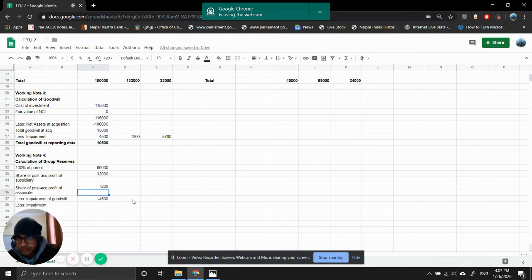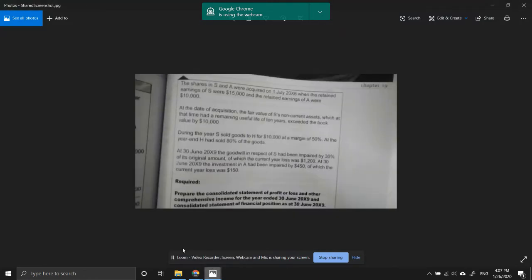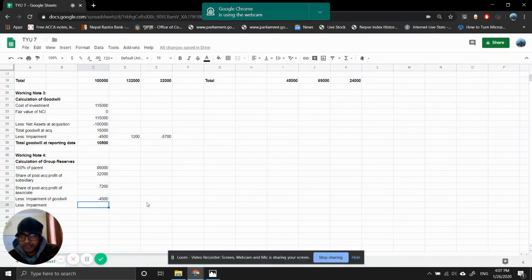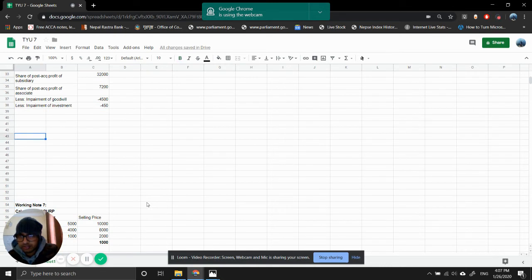Okay, so let's see what has happened with our investment. Impaired by 450, current year loss was 150. So in case of impairment of investment, this will be minus 450. That's pretty much it. So I'll just leave a few gaps so that if I miss something, I can write it down again.